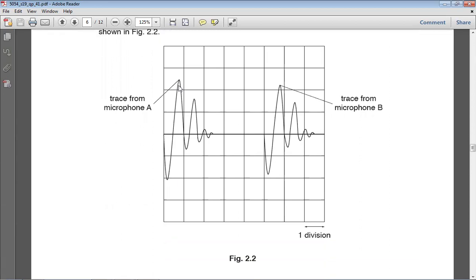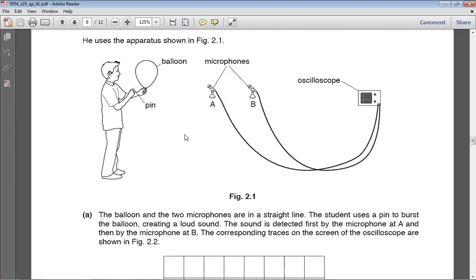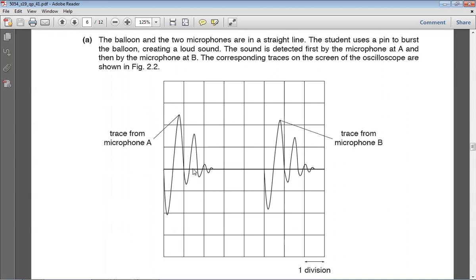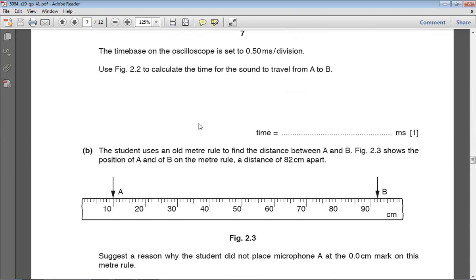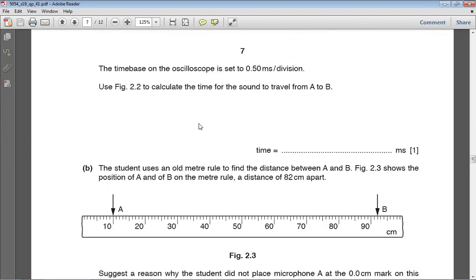So this is the trace when the balloon burst. This is the trace of the sound when it was detected by microphone A, and this is the trace of the sound of that burst when it was recorded by microphone B. And we know the distance between them, so very easily I can find the speed of the sound. Here, this one square is one division. The time base on the oscilloscope is set at 0.50 millisecond per division.